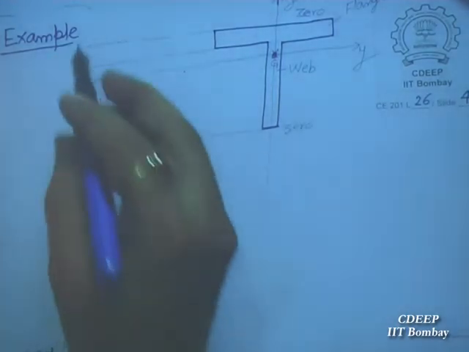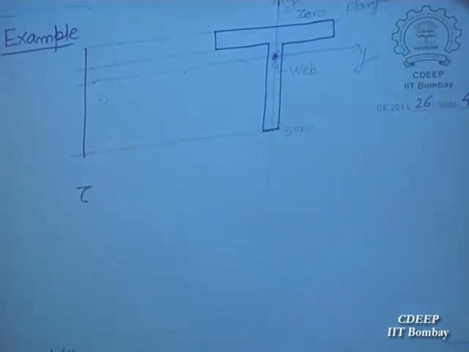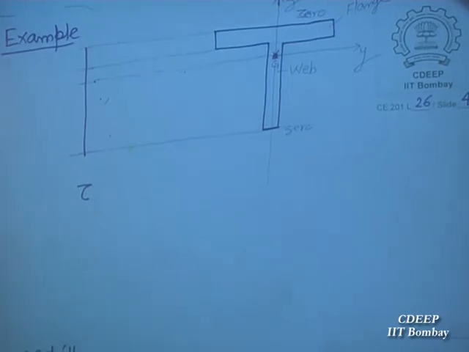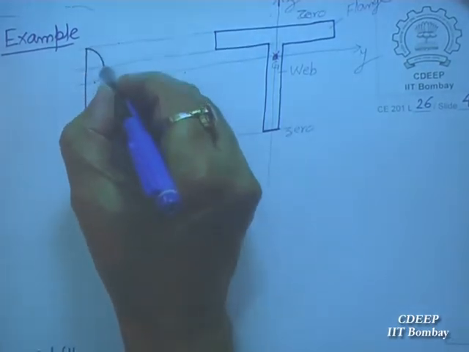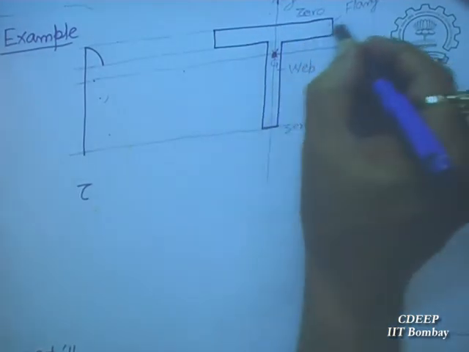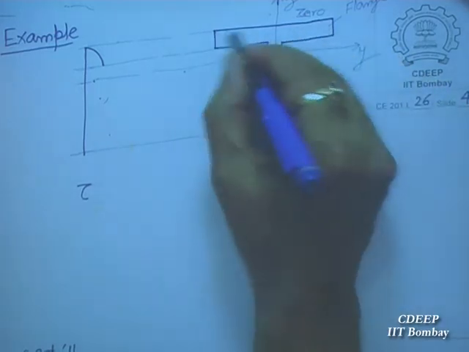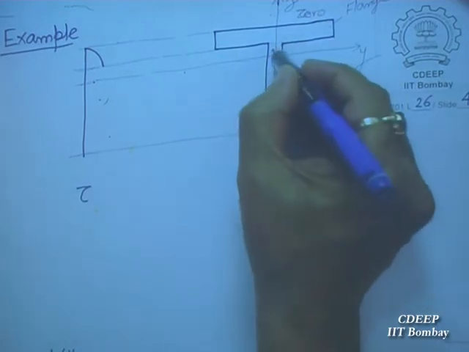So anybody will be guessing how the variation of tau will be? As before, it will be maximum at the neutral axis. I don't want to do the calculation, but it will again be parabolic, varying from 0 to this. B will be this B, VQ by IB. So B will be this, then suddenly B is changing, nothing else.